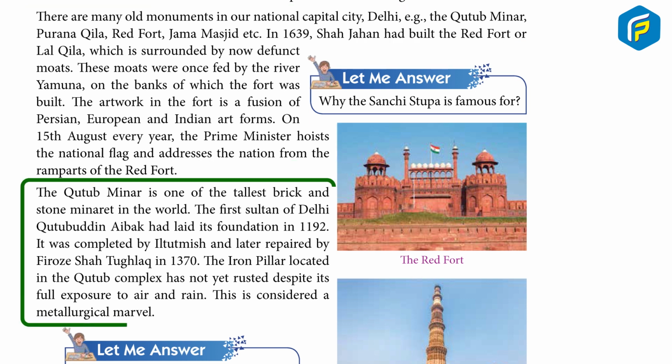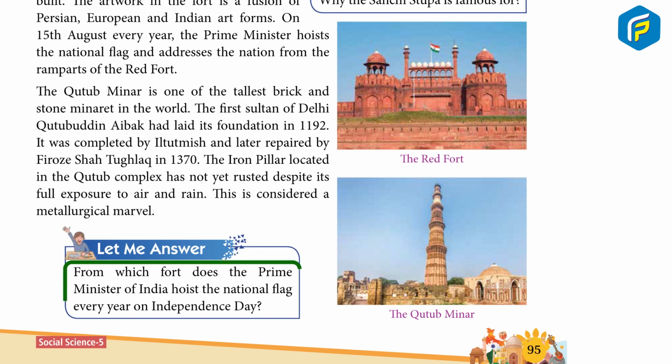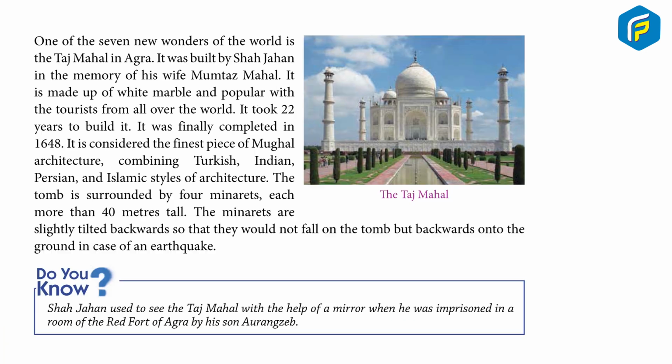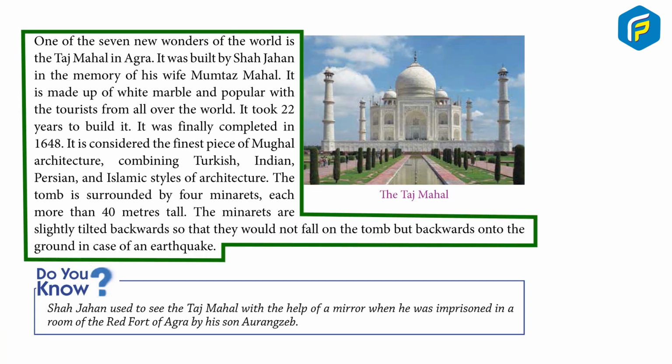the Red Fort. The Qutub Minar is one of the tallest brick and stone minarets in the world. The first Sultan of Delhi, Qutbuddin Aibak, laid its foundation in 1192. It was completed by Iltutmish and later repaired by Firoz Shah Tughlaq in 1370. The iron pillar located in the Qutub complex has not yet rusted despite its full exposure to air and rain. This is considered a metallurgical marvel. Let me answer: from which fort does the Prime Minister of India hoist the national flag every year on Independence Day?